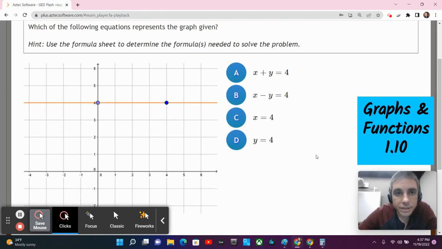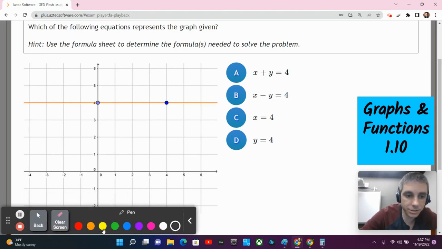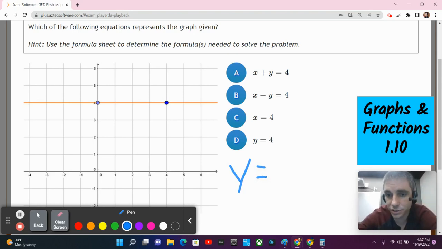Which of the following equations represents the graph given? Okay, since we're looking at a graph of a straight line, there's no curves to it at all, it's a straight line, then we know that our graph can be written in this format we've used throughout today's questions. y equals our rate number times x plus some kind of starting amount.